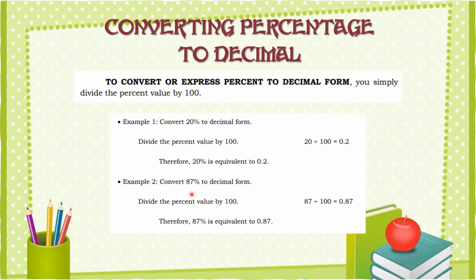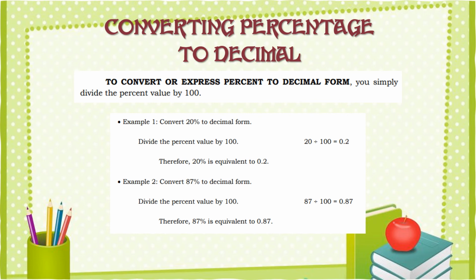Example number 2, we have here 87% to decimal form. We are going to divide the percent value, which is 87, by 100. So that is 87 divided by 100, that is equal to 0.87.